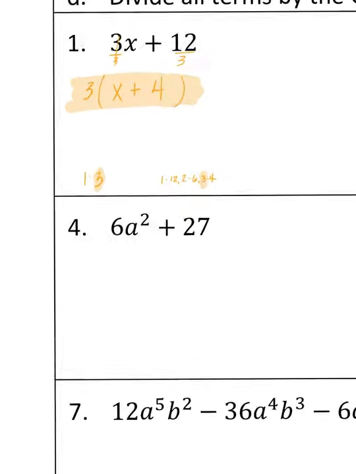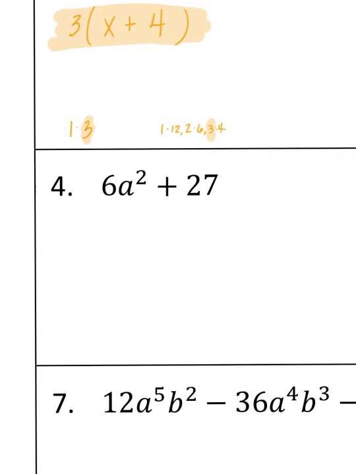Now, let's look at number 4. 6a squared plus 27. If I'm not sure, I can write out all the factors of 6, which would be 1 times 6, 2 times 3. And then I can write out all the factors of 27. So 1 times 27 and 3 times 9. And that's it. Those are the only factors of 27.